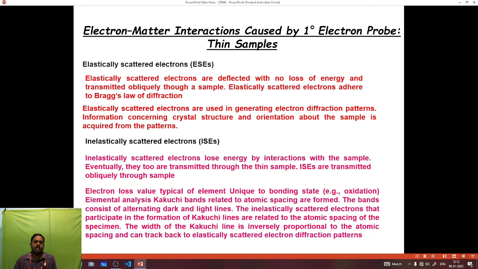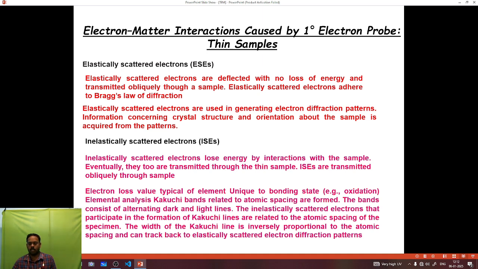And the elastically scattered electrons: the electrons will be deflected after interacting with the sample, but there will be no loss in energy. This process is governed by Bragg's law of diffraction. The elastically scattered electrons adhere to Bragg's law of diffraction, and they are mainly used for generating the electron diffraction pattern. So as I said earlier, the selected area electron diffraction.